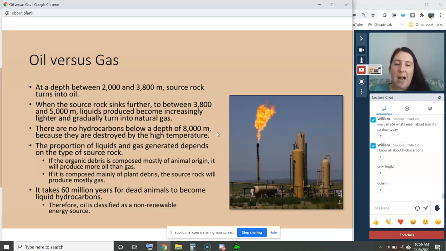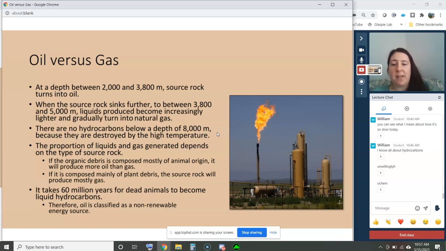As that source rock sinks, it will form oil and then gas depending on how deep it is underneath the Earth's surface. So at a depth of between 2,000 to 3,800 meters, source rock turns into oil. And then as it sinks further, between 3,800 and 5,000 meters, the liquids become increasingly lighter, and then gradually you get those liquids turning into natural gas.